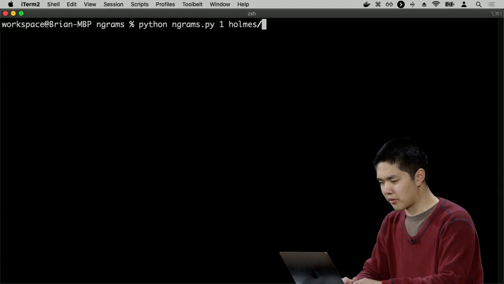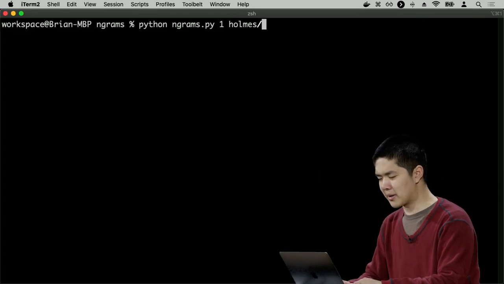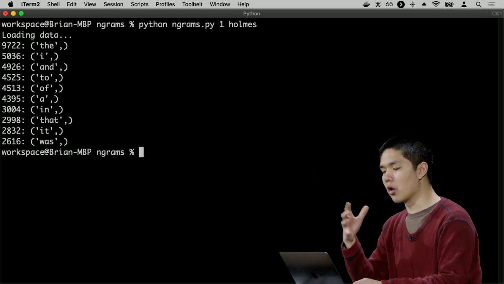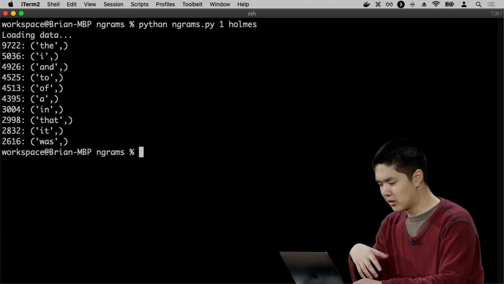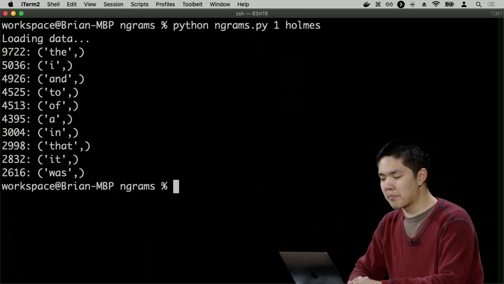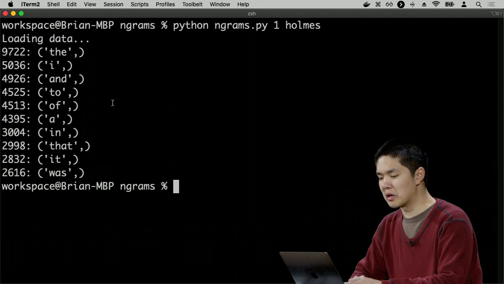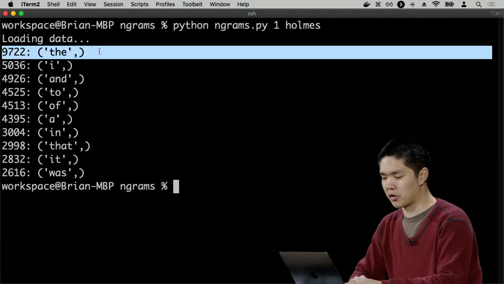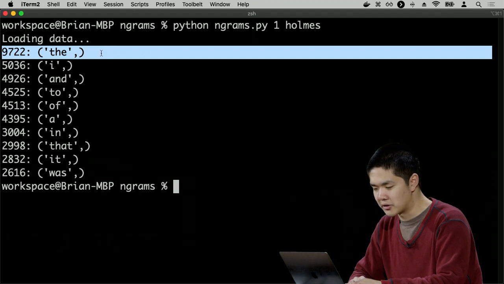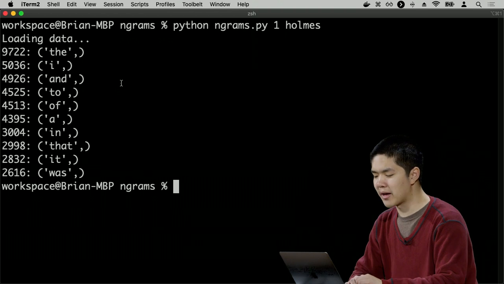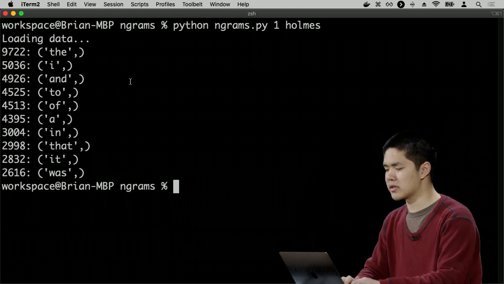And I'll provide that corpus as a command line argument. Now what my program is going to do is load all of the Sherlock Holmes stories into memory, or all the ones that I've provided in this corpus at least. And it's just going to look for the most popular unigrams, the most popular sequences of one word. It seems the most popular one is just the word "the," used 9,700 times, followed by "I," used 5,000 times, and "and," used about 5,000 times, the kinds of words you might expect.